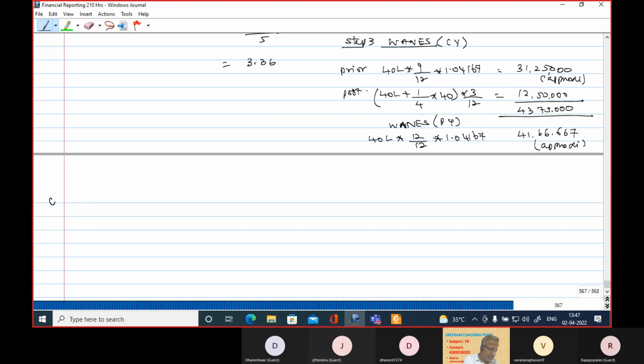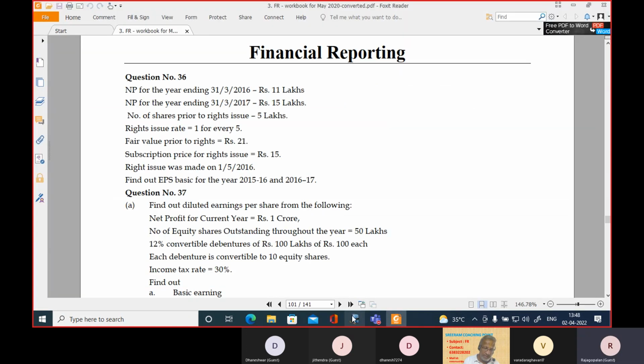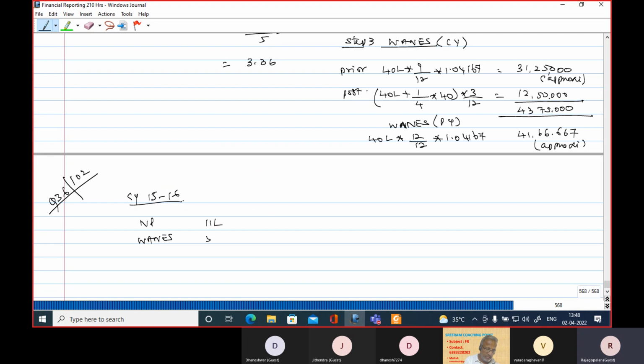Question number 36, page number 102. Step number 1, current year 15-16. Net profit for the year 11 lakhs. Weighted average number of equity shares 5 lakhs. Earnings per share basic 2.2.